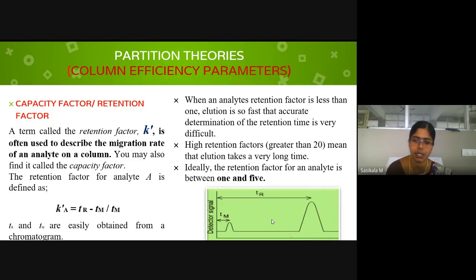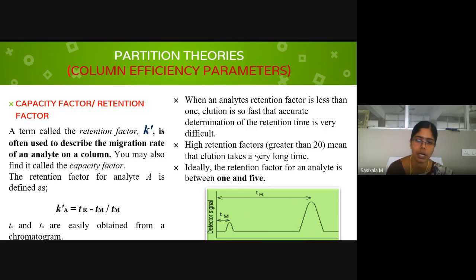What is the ideal retention time? 2 to 8 minutes. In that ideal retention time, we need to elute your sample completely from the column. That means complete 100% elution should be achieved within the prescribed time. That depends on the retention factor of an analyte. If it is less than 1, you may not get the peak properly within the prescribed time. It will be very fast. If it is more than 20, it will take a very long time, maybe more than 15 minutes for elution. That also will not give ideal retention time or ideal separation or elution for the analyte.